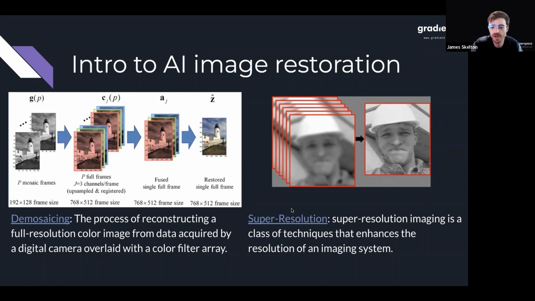Finally, the last thing to bring up is super resolution. Super resolution imaging is a class of techniques that enhances the resolution of an imaging system. Pretty straightforward, sounds like the name. Here we have an example of a blurry photo of, I'm guessing that's a construction worker, that is then radically, well, the resolution is upscaled, I guess you would say.